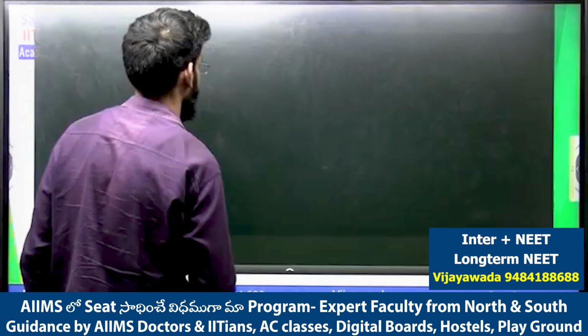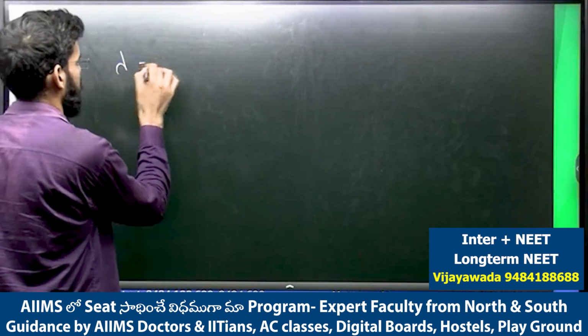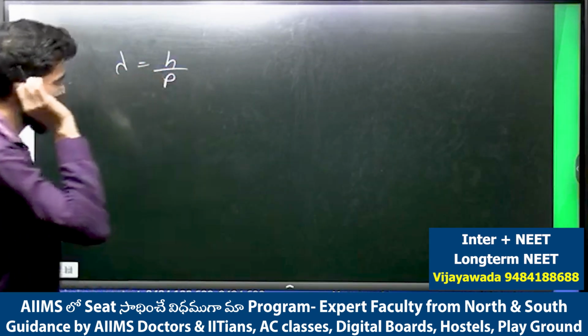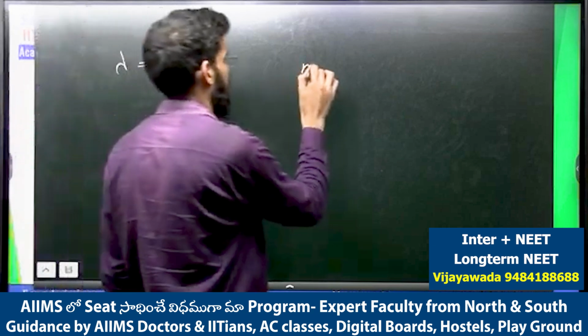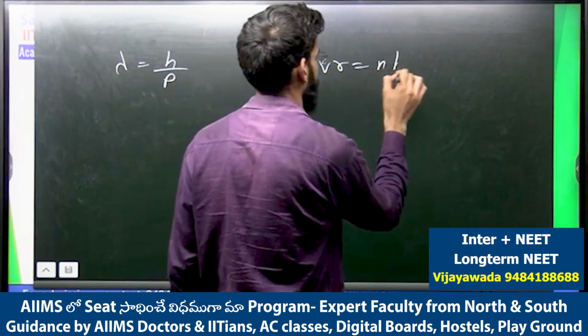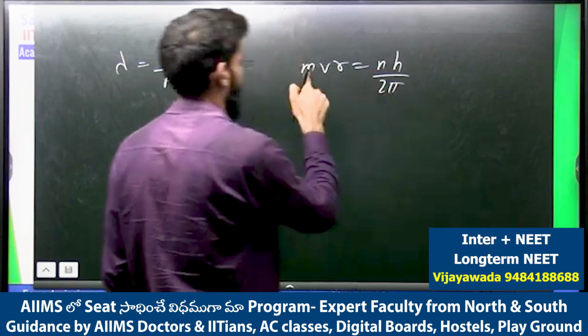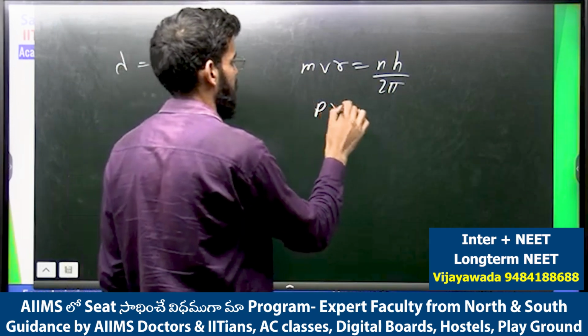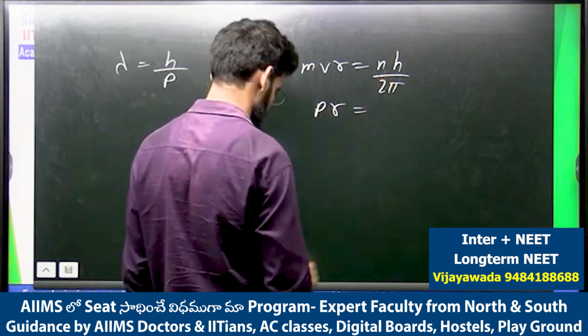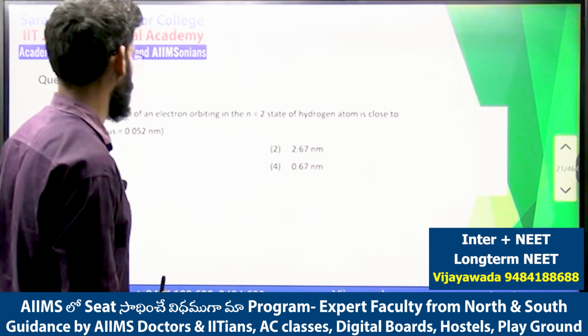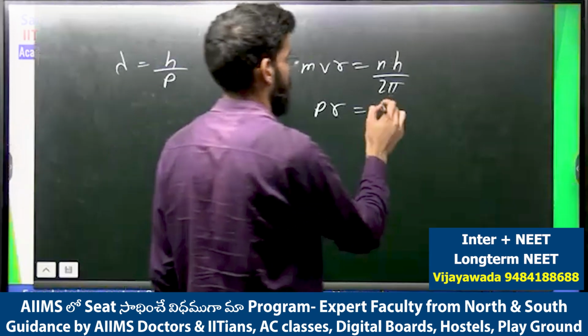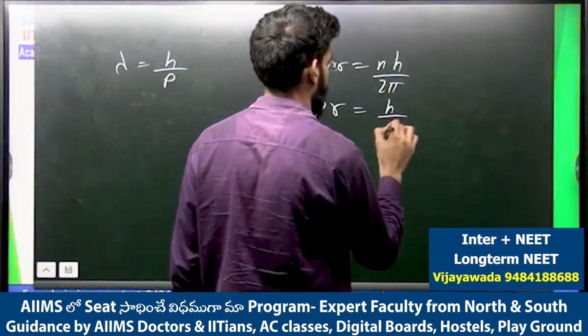Lambda. So I can say lambda is equals to h by p. And I know mvr equals to nh upon 2 pi. mv is nothing but p only. P into r equals to nh by 2 pi, and he said n equal to 2, right? n equal to 2, so put h by pi.